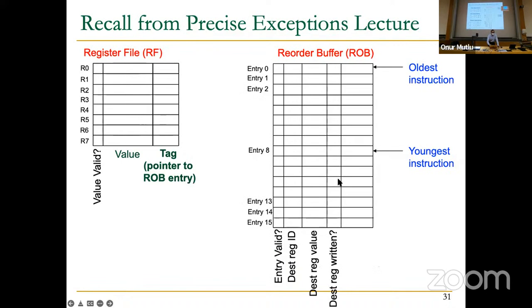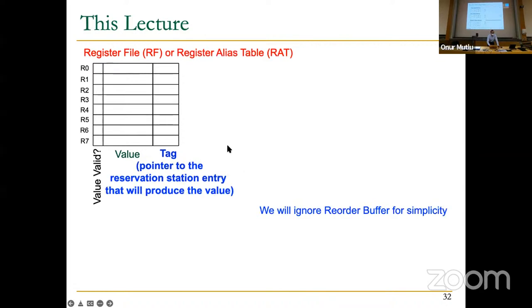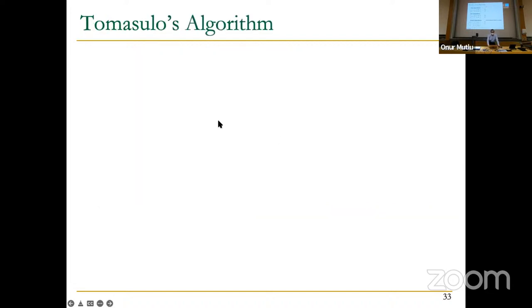We've seen this already, but we're going to go to a slightly different version of it. Recall from the precise exceptions lecture, we actually covered this. We have a register file, a valid bit, value, and tag, and we have the reorder buffer. I'm not going to talk a lot about the reorder buffer here. I assume that you know the principles of how it works. The key is the tag was the pointer to the reorder buffer entry. In this lecture, we're going to change the name a little bit and call the register file a register alias table. You will see that later on. There's going to be a mapping table later on. And the tag is going to be the pointer to the reservation station entry that will produce the value, because we're going to put instructions into the reservation stations. Instructions will still have a reorder buffer entry if you want precise exceptions, but we're going to ignore that for simplicity for now, because you don't want to go through too many things to really understand the concept. We're going to put the reorder buffer back toward the end of the lecture.